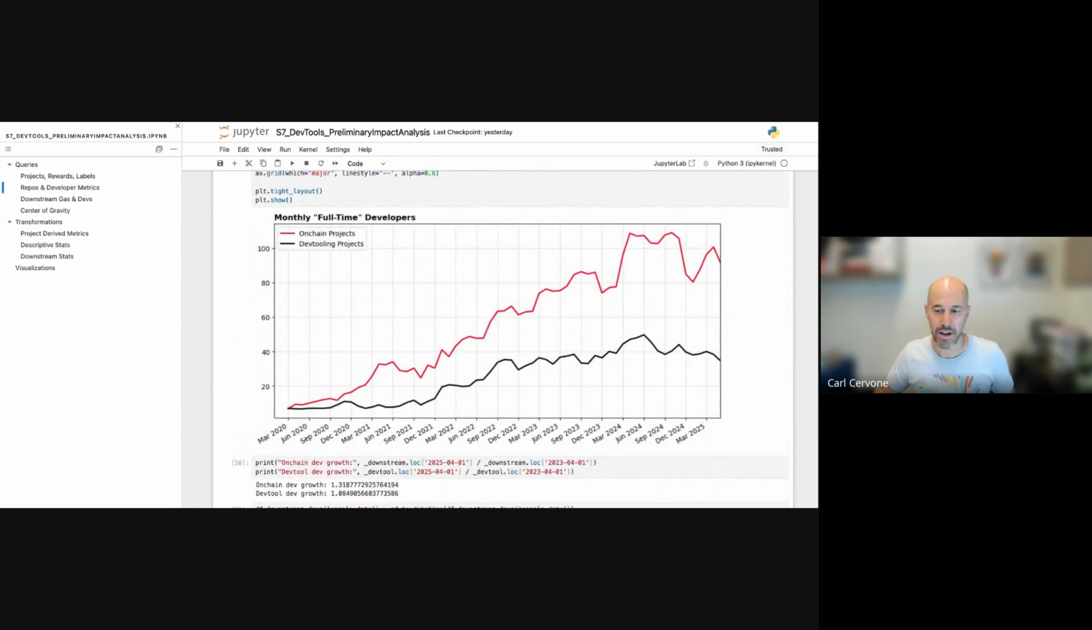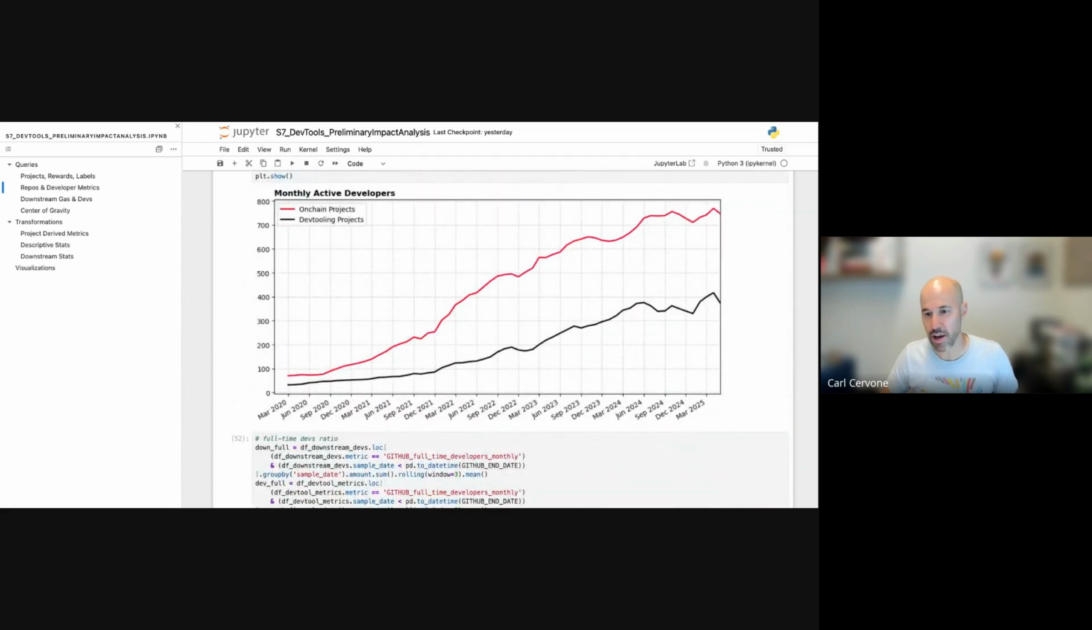And now, if we look at the graph between the dev tooling projects and the on-chain projects, what you can see here is pretty steady growth, even during some of the downturns, in terms of full-time developers. This is using the Electric Capital definition of 10 days of commit activity in a given month.